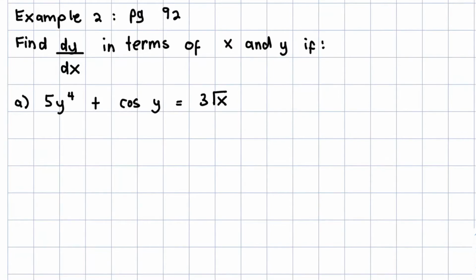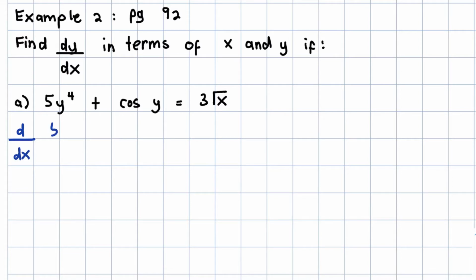Okay, now let's look at example 2, page 92. The question asks: find dy/dx in terms of x and y if, for part A, 5y⁴ + π cos y = 3√x. Again, the first thing you should do is write it down and differentiate with respect to x.